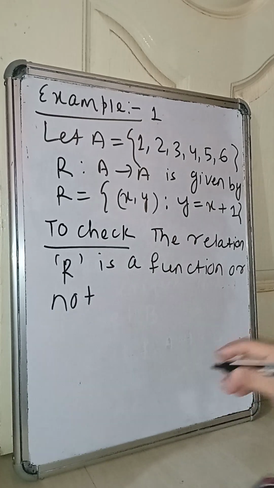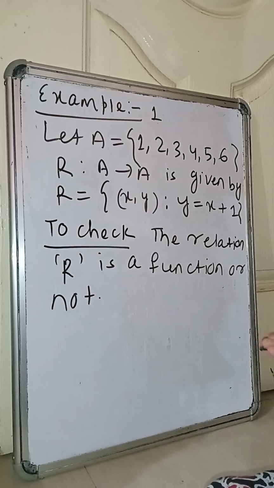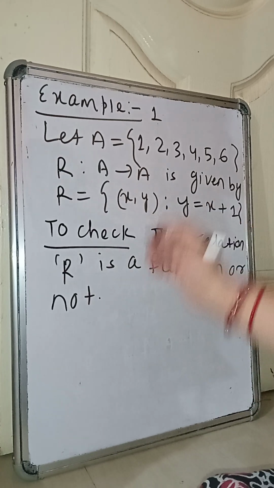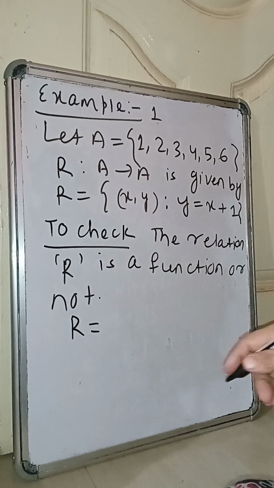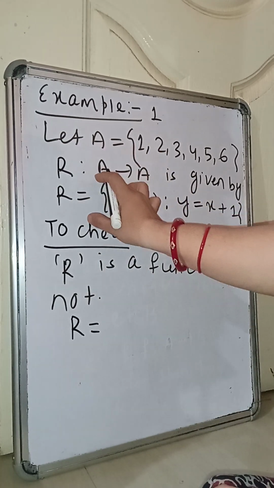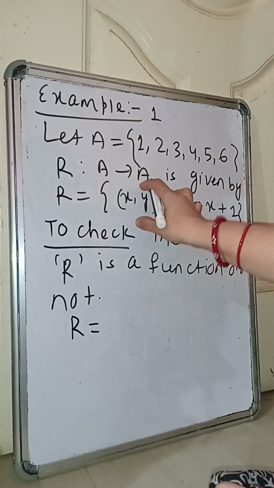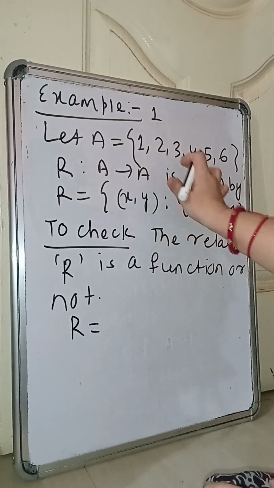So you know how to represent a relation. A relation can be represented in two ways: in set builder form or in roster form. So individually we can write here R in roster form. Because here domain and codomain both are set A, and set A is having elements 1, 2, 3, 4, 5.